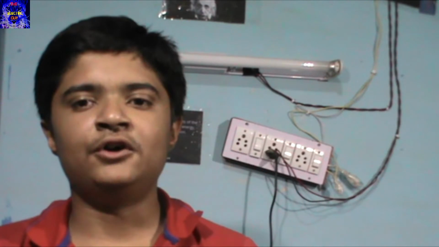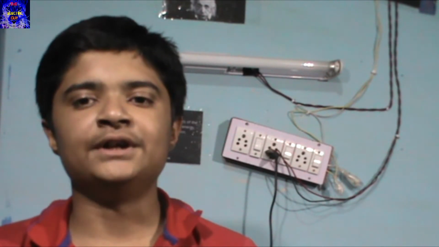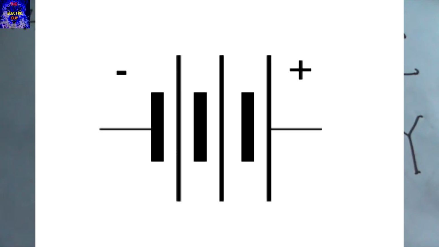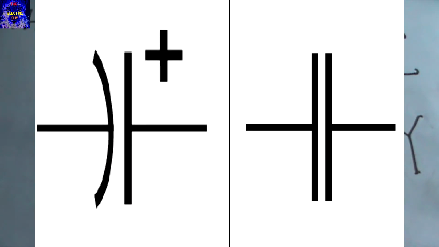Today in this electronics basics video I will talk about the symbols of main electronic components. First we have the battery, in which the short leg represents negative and the long leg represents positive. Then the capacitor, which is of two types. Polarized capacitors, in which the vertical line represents positive and the circular part represents negative.